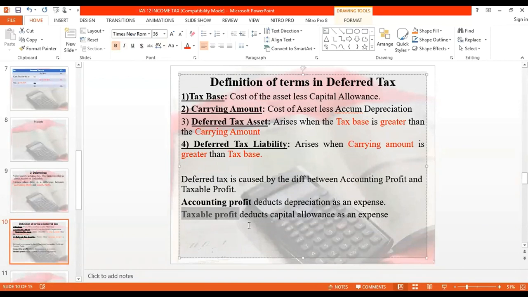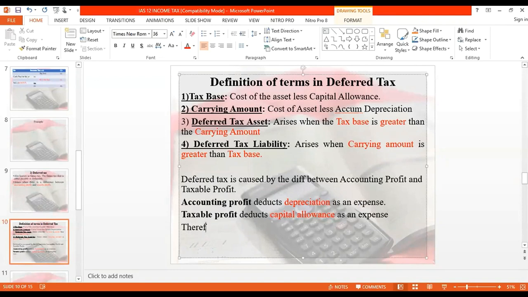So which means when the taxman, when RRA wants to know the tax you are to pay, they don't recognize depreciation. They only recognize capital allowance. Yet in your business, when you are calculating your profit, you normally deduct depreciation as an expense, while RRA, when calculating the profit that you have made, does not account for depreciation. They account for what is called capital allowance.